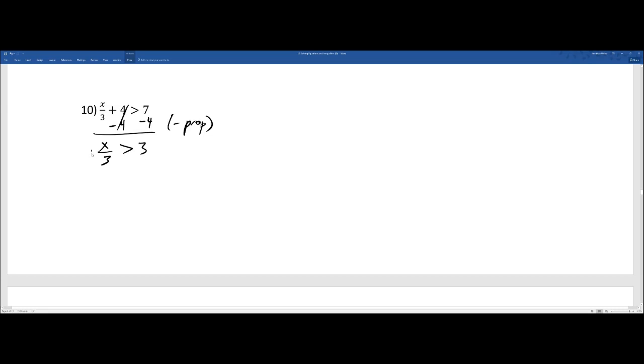How do we get rid of a dividing 3? By multiplying by 3. So this is the multiplication property of equality. And 3 times x over 3, or x times 1/3, is actually the same as saying 3 divided by 3, which is 1. So you have x is greater than 3 times 3, which is 9. Okay? And this is our solution. If you want, we can double check.